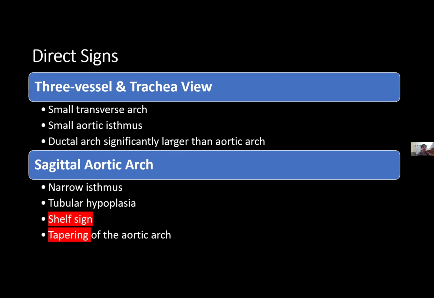The direct signs include the small transverse arch, small aortic isthmus, and the ductal arch that is disproportionately larger than the aortic arch. On sagittal aortic arch view, the isthmus shows narrowing, there can be tubular hypoplasia and tapering of the aortic arch upwards, and the characteristic posterior shelf sign.